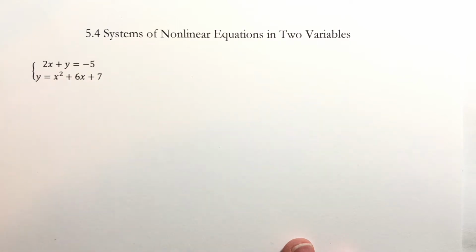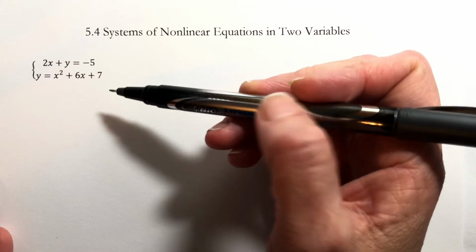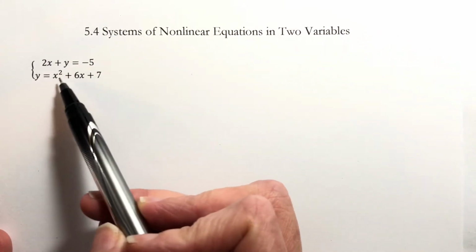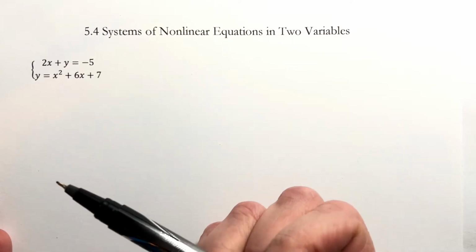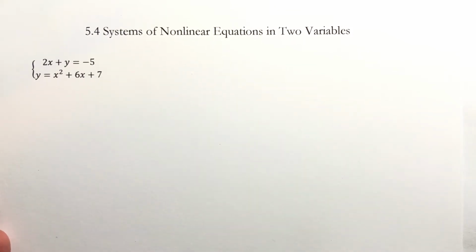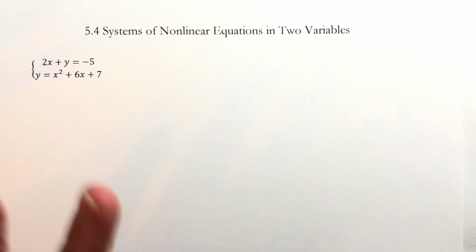Section 5.4, Systems of Nonlinear Equations in Two Variables. We are going to have systems, but we are not going to have linear equations. So right here, that square right there tells me this is not linear. Now, we talked about linear equations before.